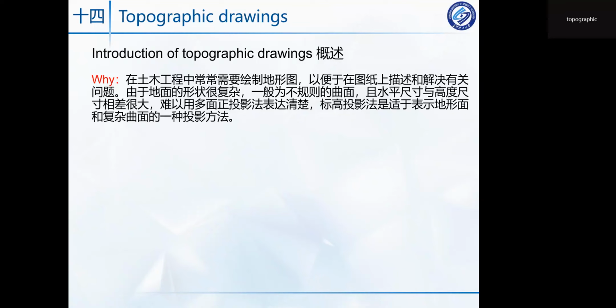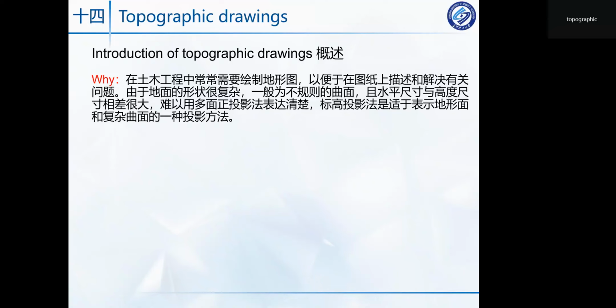It's not like a cube. It's not like a rectangle. It's not like a sphere. So you can see a simple shape in the front, in the left, and in the top. But as for the irregular shape of a mountain on the ground, we have to use just the top view to show the shape, to show the position, and to show the elevation. So that is why we have to use topographic drawings.